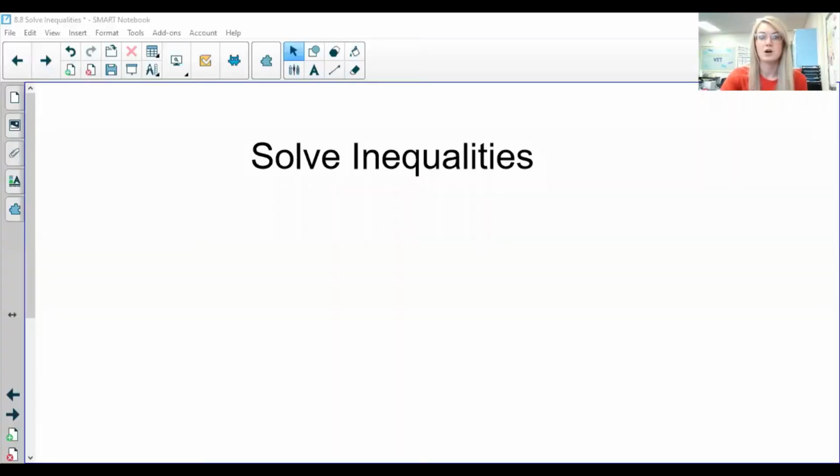But again, we are going to be doing inequalities. So graphing them, same thing you were doing. Now we're just going to add one more thing, which would be to solve them. So I'm going to head to the front and we'll get started.